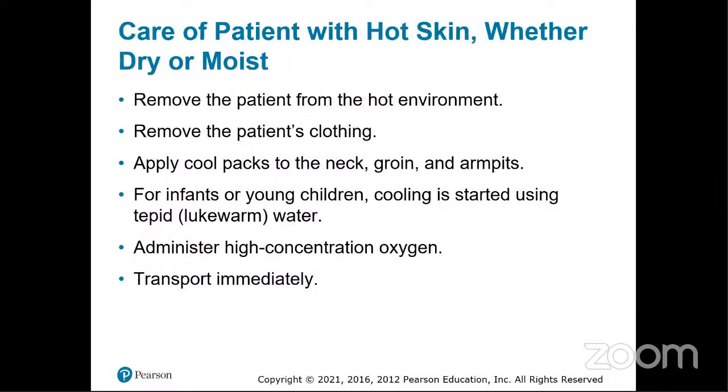So we're going to remove the patient's clothing, apply cool packs to the neck, groin, and armpits. Usually, though, in infants and children, we're going to use that lukewarm or tepid water. You don't want to send them into shock. High flow oxygen, transport immediately.